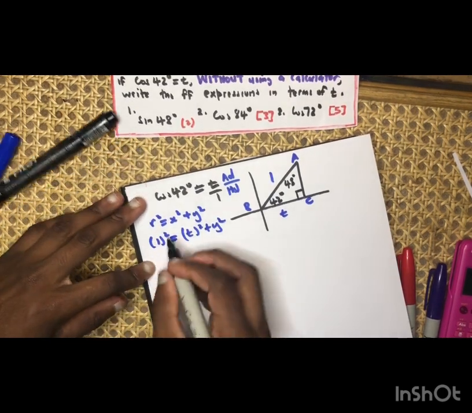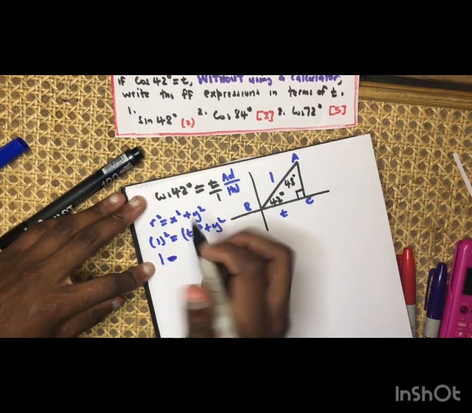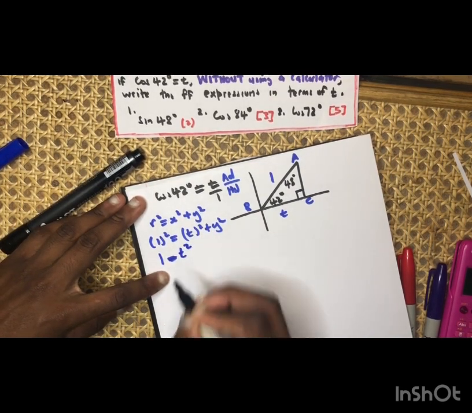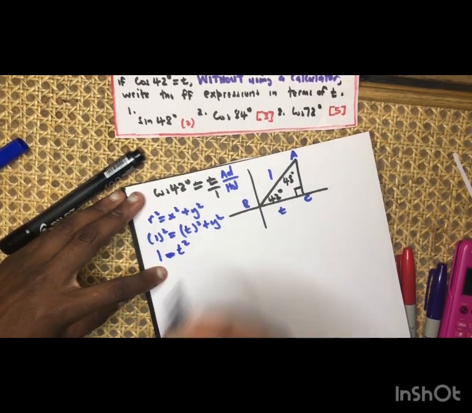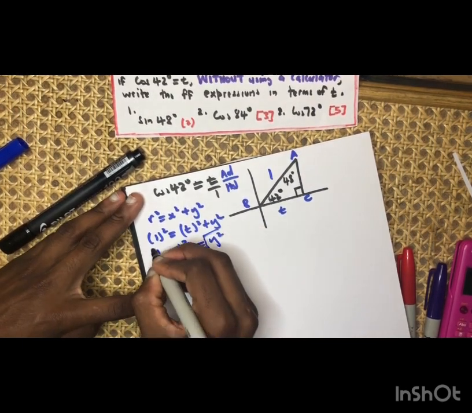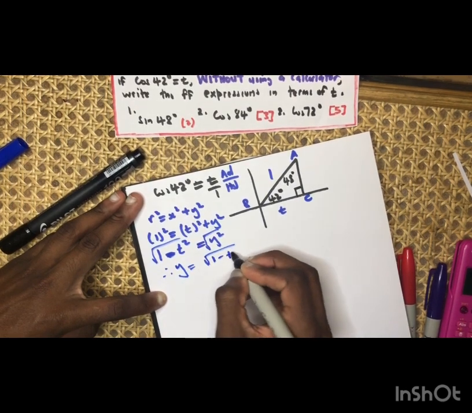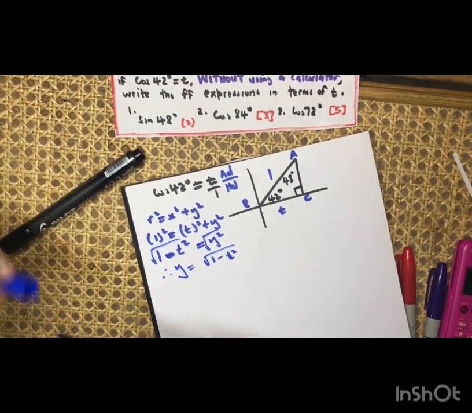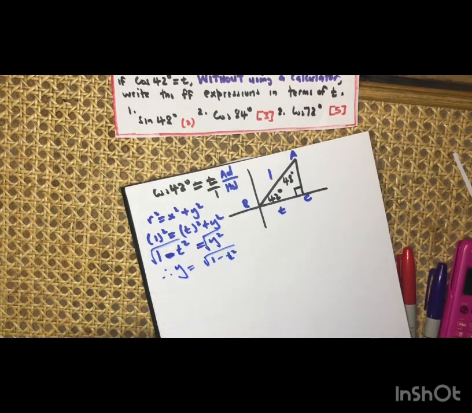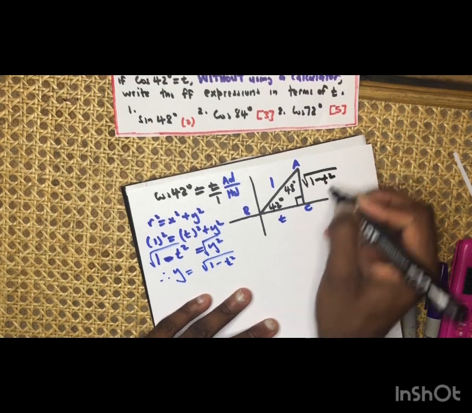Then 1 squared is 1. t squared is t squared. Then we transpose, guys. t squared to this side becomes negative t squared. Understand? So then we have y squared this side. Then you introduce your square root. So therefore your y is equal to square root of 1 minus t squared. So now on this side, guys, we have square root of 1 minus t squared.